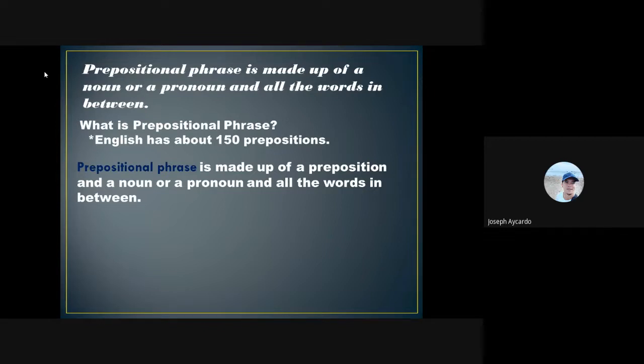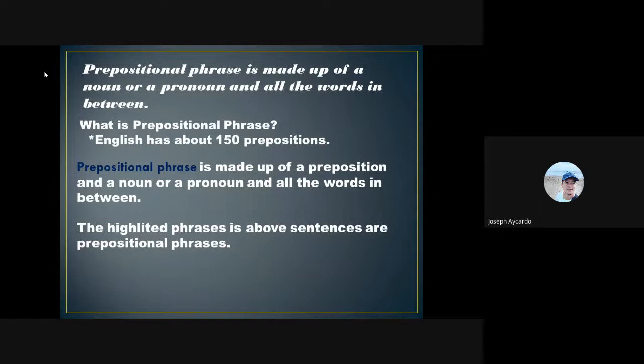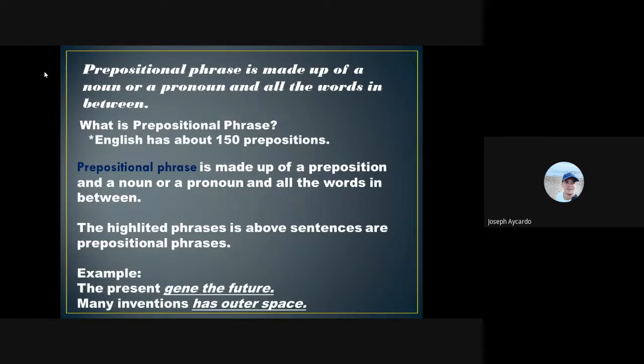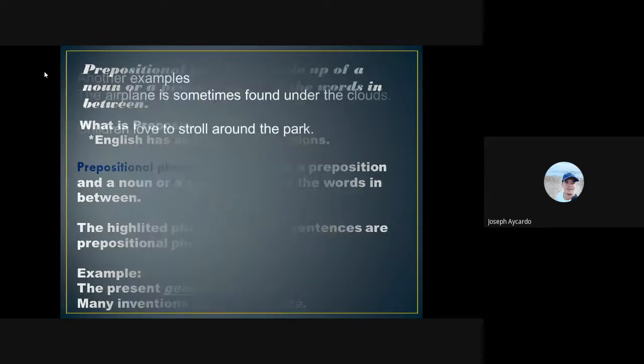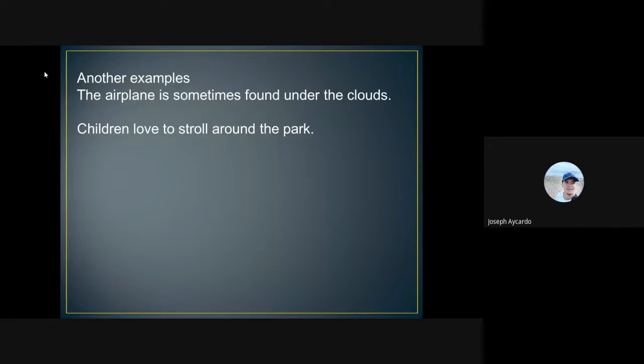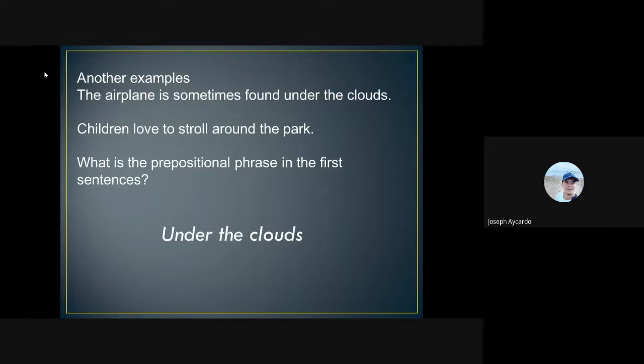Okay, very well. Yes, the highlighted phrases in the above sentences are prepositional phrases. So here is the example. The airplane is sometimes found under the clouds. Children love to stroll around the park. Okay. So, what is the prepositional phrase in the first sentence? Anyone? Yes, Miss Bore? Okay, very good. The prepositional phrase is under the clouds. How about the second sentence? Anyone? Okay, very good. The prepositional phrase in the sentence is around the park.